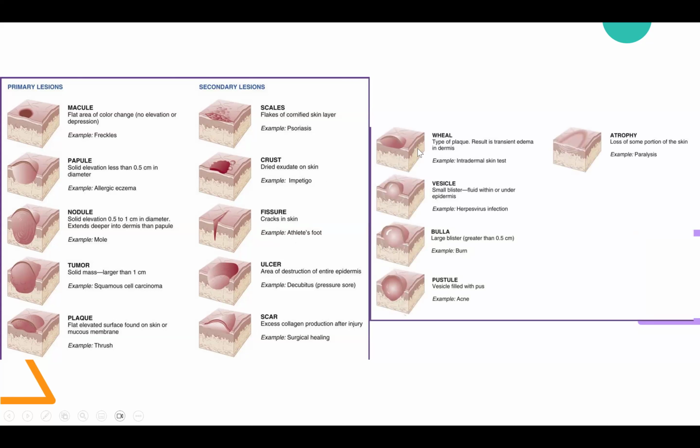Wheal is a type of plaque. It is a result of transient edema in the dermis, and we mostly encounter this in an urticaria patient, where it is very transient and resolves in 24 hours.